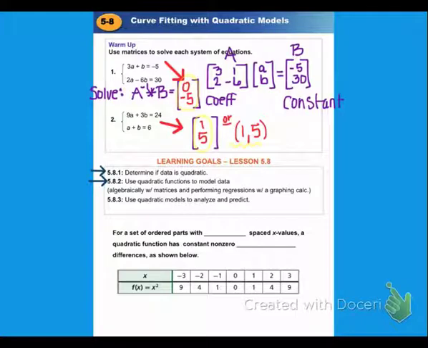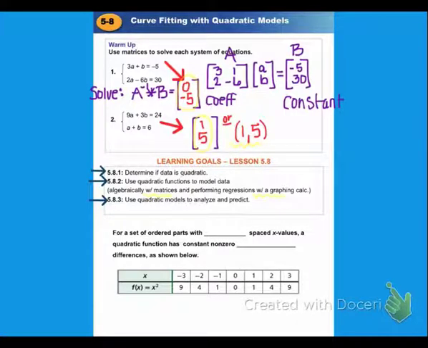So much like we did earlier on in Algebra 2A when we took linear data and used that data to write a linear model, we're going to do that same thing but with quadratic data. So we'll write some kind of quadratic function to model data. And we'll do this algebraically with matrices and also by performing regressions with a graphing calculator. So we will be utilizing our graphing calculator here, using the regression function and also using matrices. And then finally we'll be using quadratic models to analyze and predict.